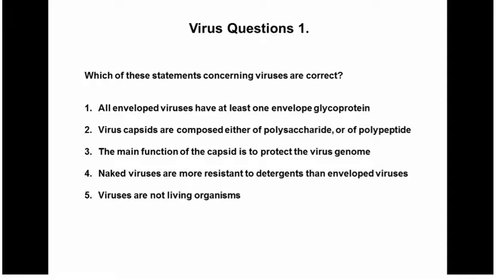Okay, so they've got an extra layer, so they should be more resistant. Kind of like a bacterial endospore, it's got lots of layers, so it should be more chemically resistant. Somebody who says this is true, why is this true? Yeah, that's the answer. This is correct, because the envelope is a lipid membrane.